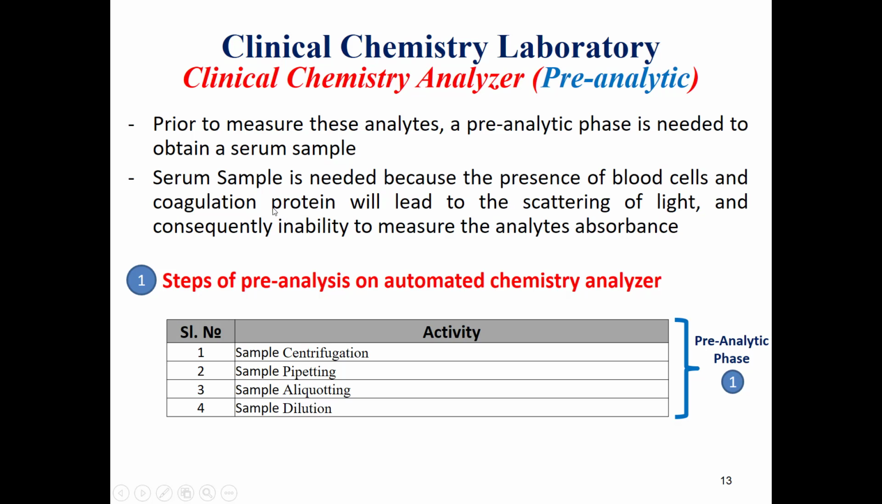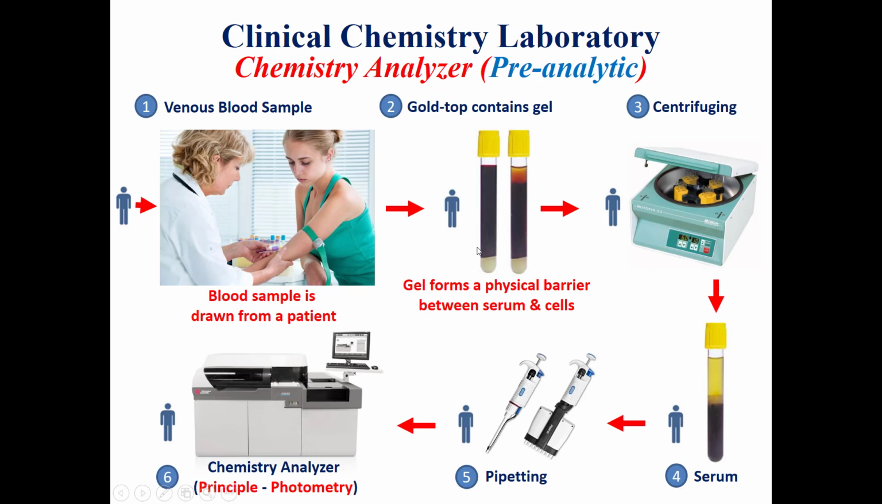The question, as we said before, is why we cannot measure the analytes directly in a blood sample, a venous blood sample or arterial blood sample. Because the presence of the blood cells and coagulation proteins will lead to the scattering of the light, and consequently an inability to measure the analyte's absorbance, which is needed to calculate the value of the concentration of these analytes.